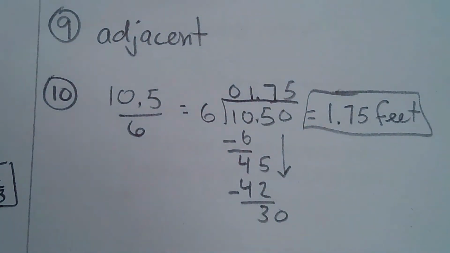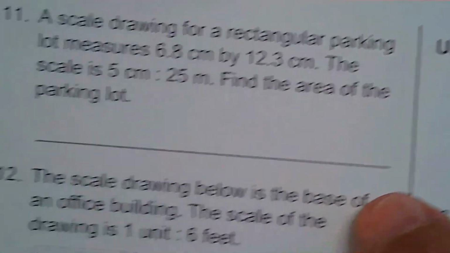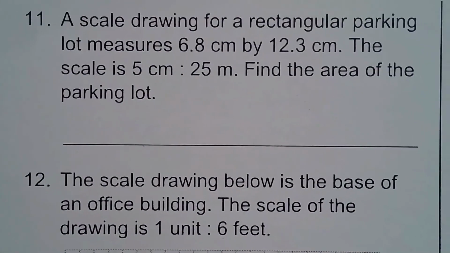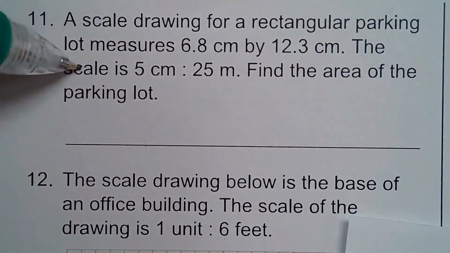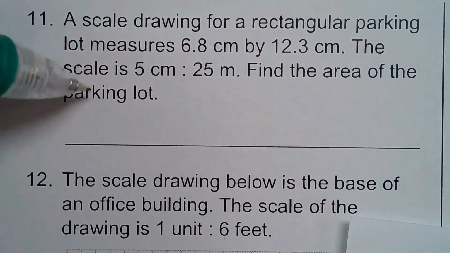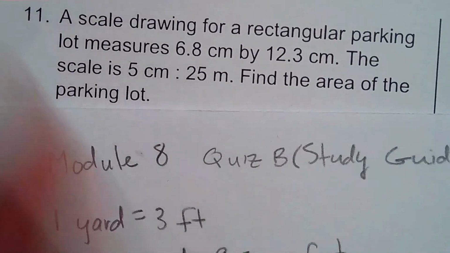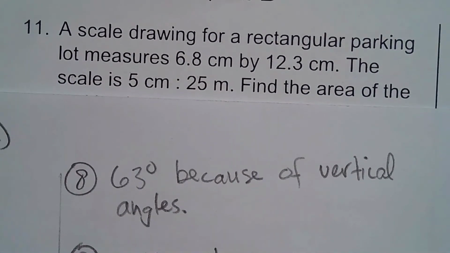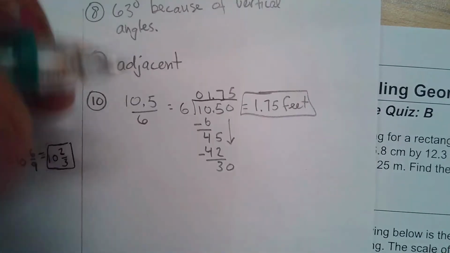Okay. But number 11. So number 11 is this one. A scale drawing for a rectangular parking lot measures 6.8 centimeters by 12.3 centimeters. The scale is 5 centimeters corresponds to 25 meters. What is the area of the parking lot? Okay, so let's write down the information that we know, starting with number 11.